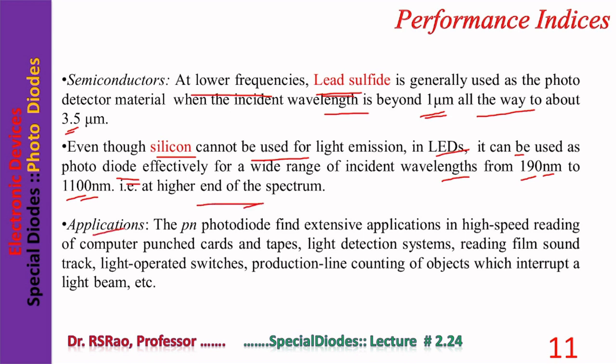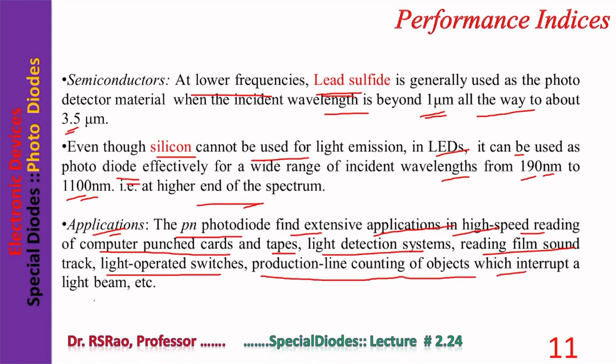Applications. The PN photodiode finds extensive applications in high-speed reading of computer punched cards and tapes, light detection systems, reading film soundtrack, light-operated switches, production line counting objects which interrupt a light beam, etc.